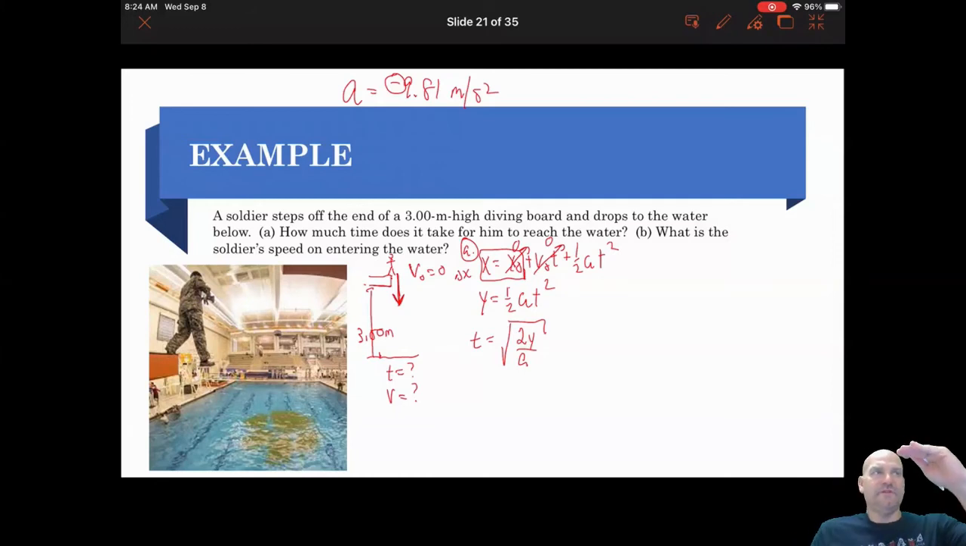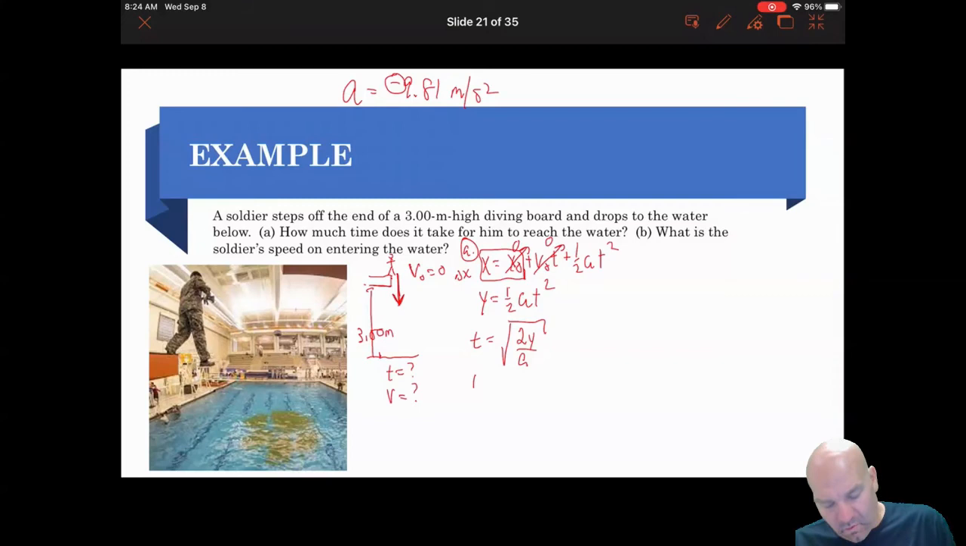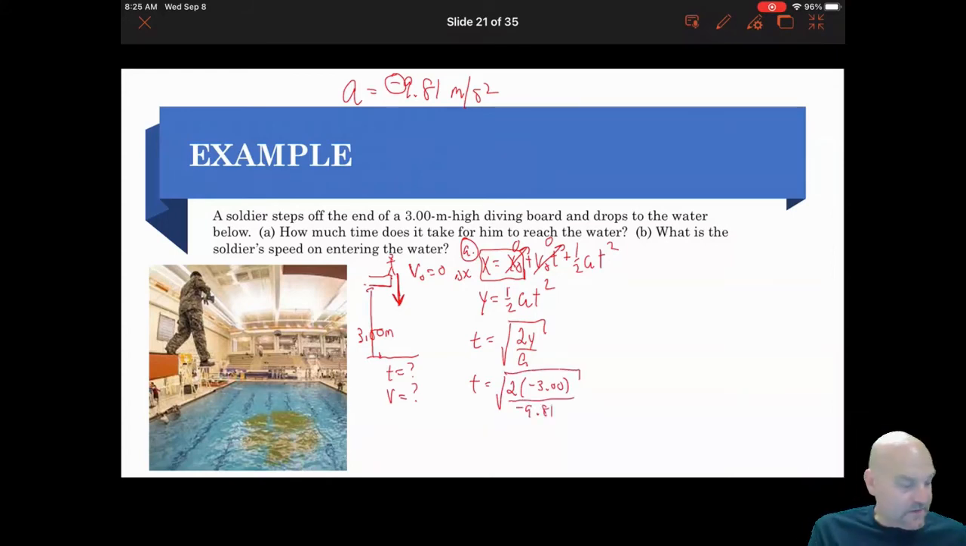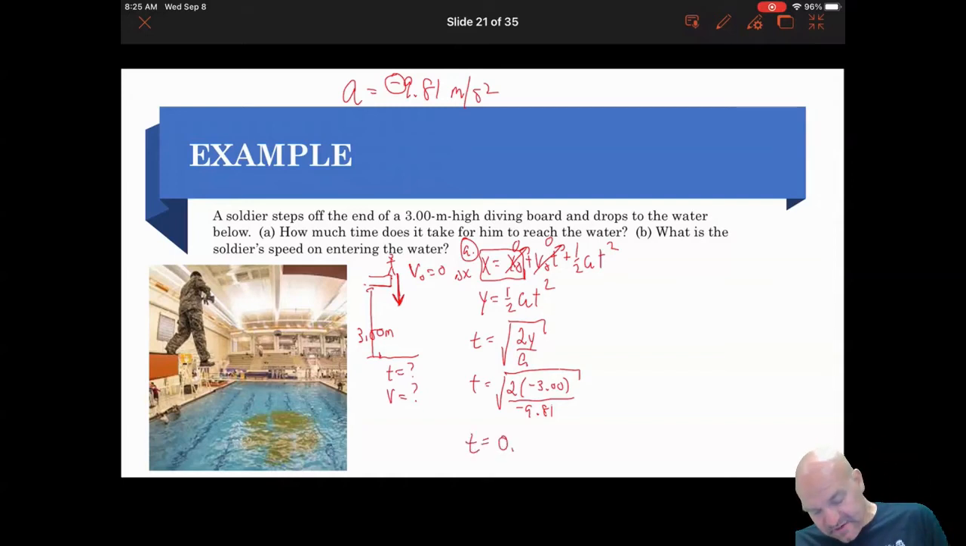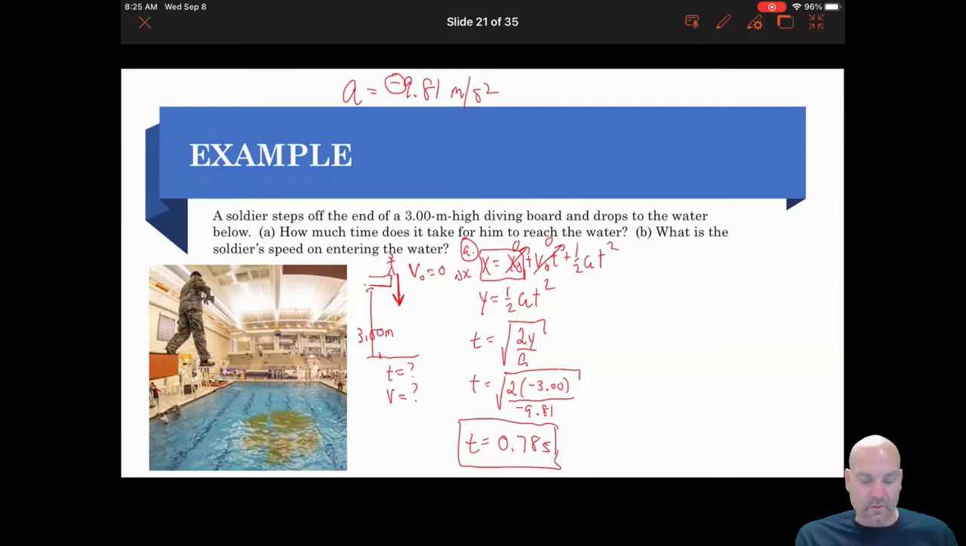And so if we're starting up here as our initial position of 0, we're dropping down, which means our y, or our height, is actually going to be a negative number. So we're going to do 2 times negative 3 over negative 9.81 to give us the time. So 2 times 3 divided by 9.81, and then we take the square root of that. Which tells us that it's going to take 0.78 seconds to reach the ground, or the water.